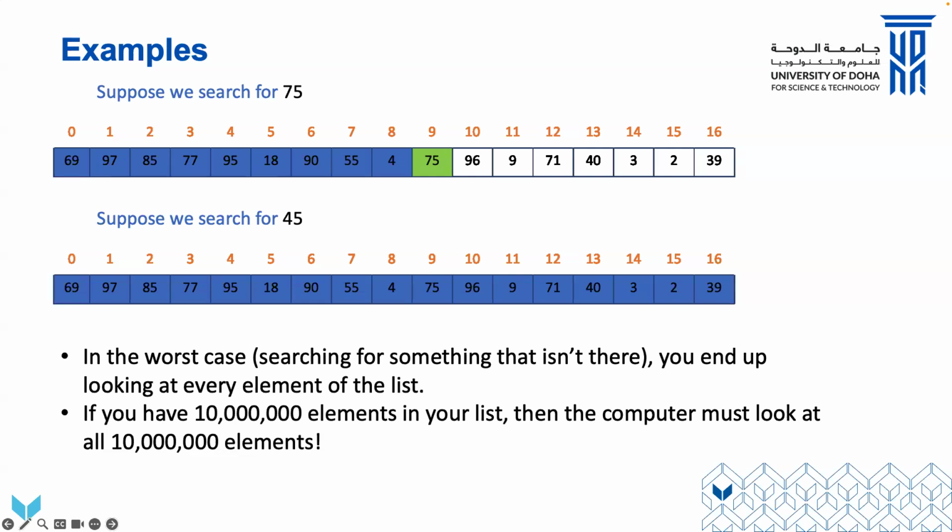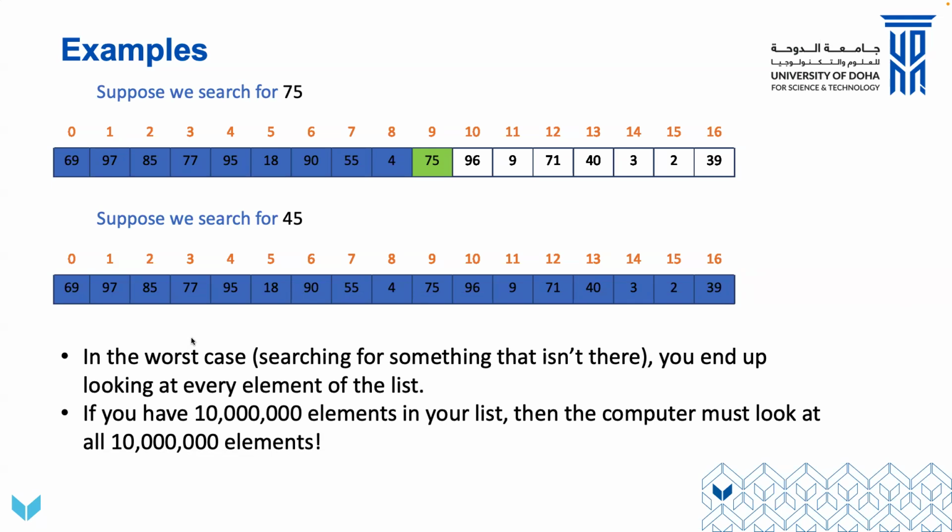So of course, if you're looking for something like 69 or 97, you're going to find it really quick. If you're looking for the numbers 2 or 39 at the end, well, of course, it's going to take longer. And if you're looking for something that's not there, that's actually the worst possible case because you look through absolutely everything. So this is something that we do talk about in another course, where we talk about the worst possible cases for algorithms.